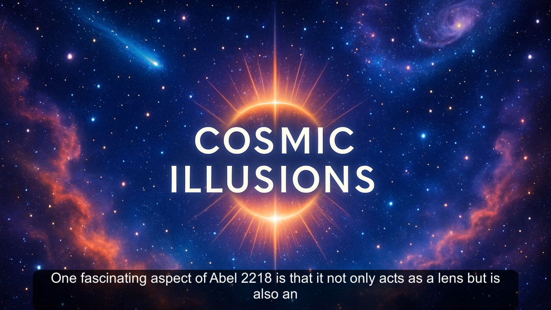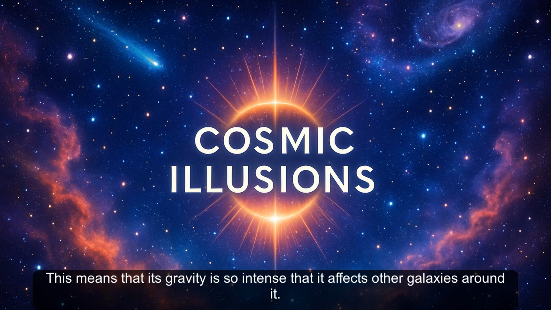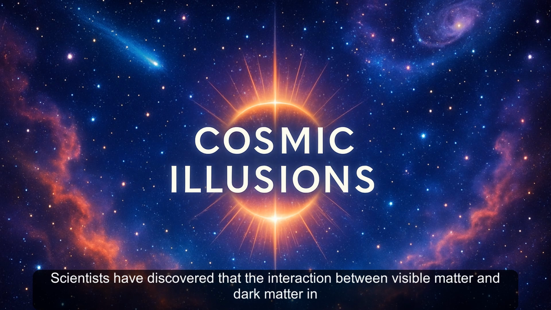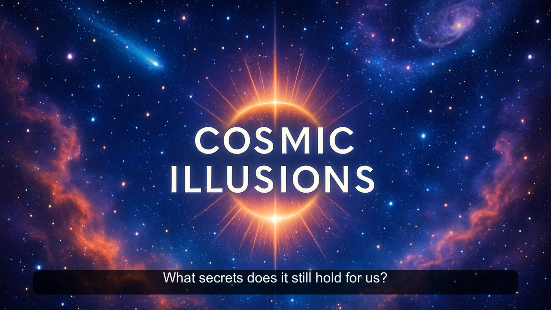One fascinating aspect of Abell 2218 is that it not only acts as a lens, but is also an extremely massive cluster. This means that its gravity is so intense that it affects other galaxies around it. Scientists have discovered that the interaction between visible matter and dark matter in this cluster is an area of study that is constantly evolving. What secrets does it still hold for us?